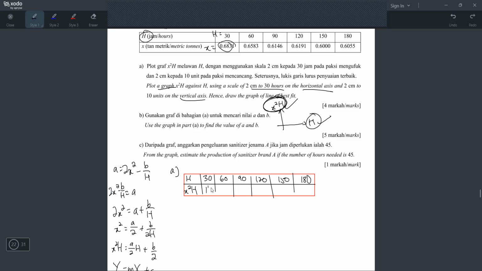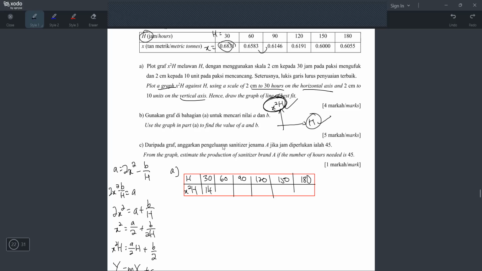I'll write 14. Usually when we plot a graph, we only write 2 decimal places, right? Because on a graph you can only read until 2 decimal places, okay? If you write too many, it's very hard to plot later. So 14. And then the next one will be 0.6583 squared times 60. Let's press 6583 squared times 60.